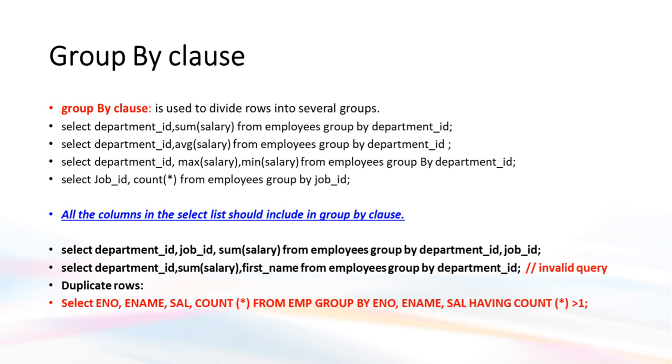Count star means again it will get all the records, all the columns from employee. Group by employee number, name, salary. We are grouping by employee number, E name and salary, having count star greater than 1. So let us execute and see what it will return.